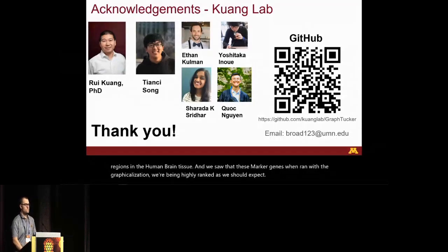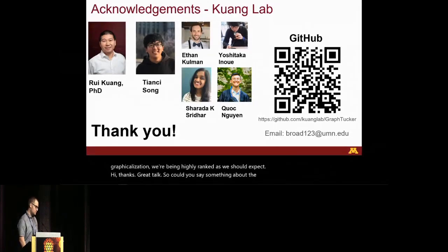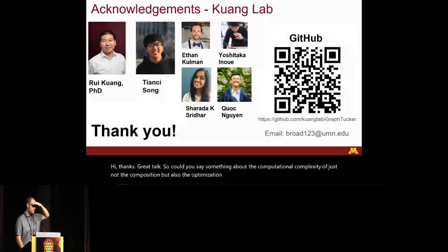Hi, thanks. Great talk. So could you say something about the computational complexity of not just the Tucker decomposition, but also the optimization problem that you're trying to solve with the graph regularization, and when you compare that to the baseline, and what's the dimension of the data, something along those lines?